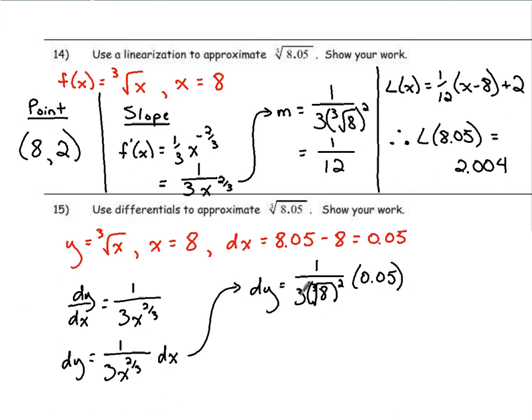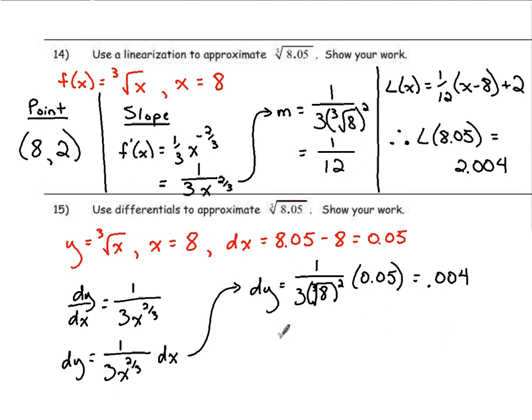We remember from the previous problem how this broke down. This comes out to be 1/12 when we calculate everything. So it's 1/12 times 0.05. Calculate that out, and that value comes out to be 0.004.